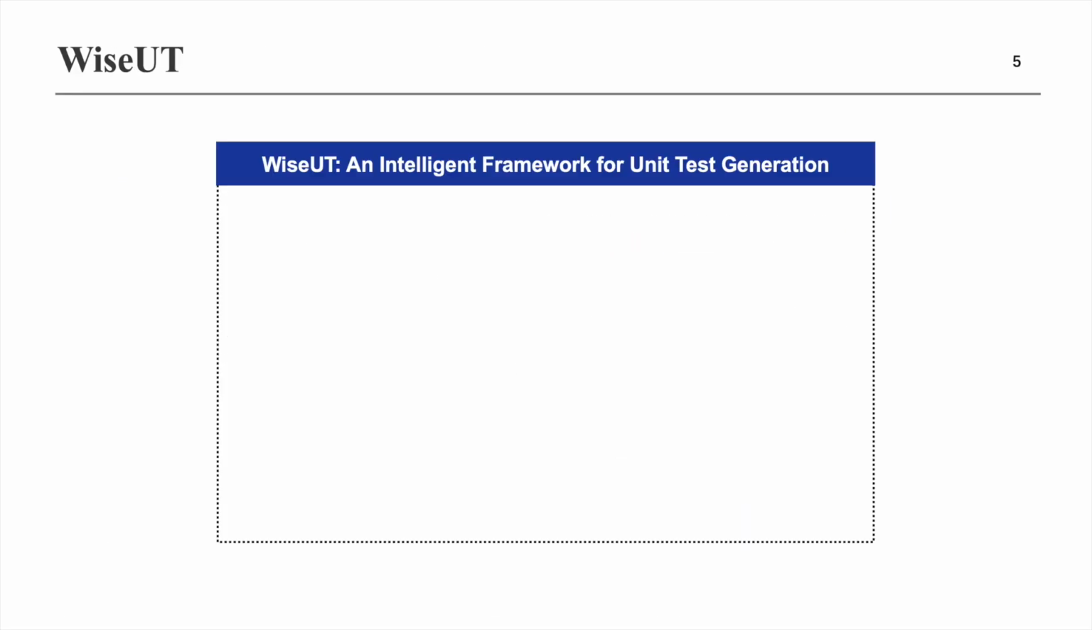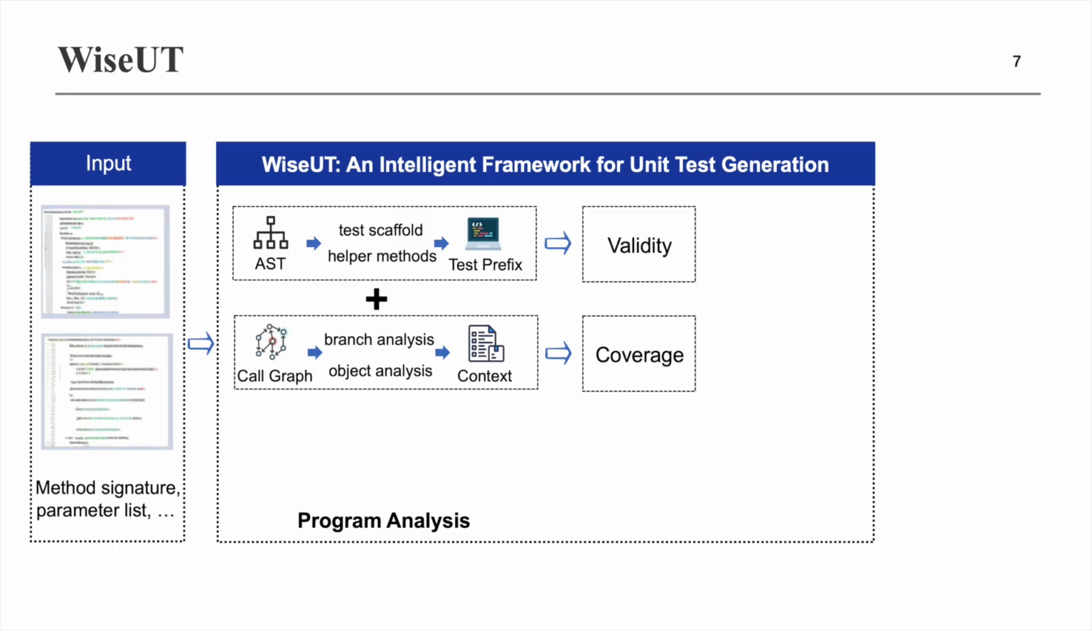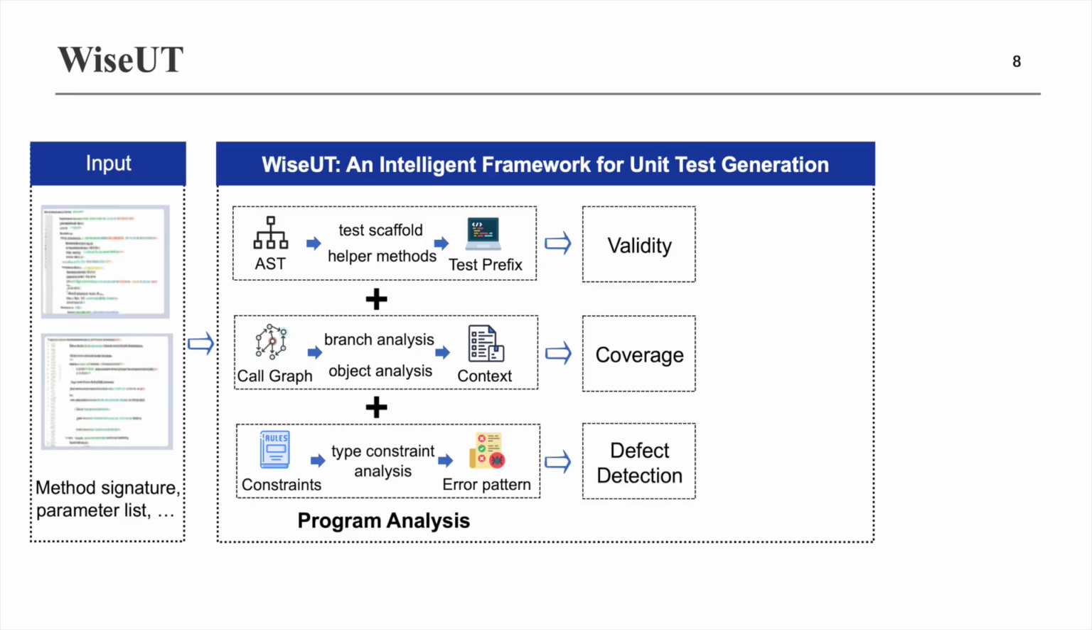Here's the workflow in brief. Extract scaffolds and helper methods from the AST and synthesize them into a test prefix, ensuring valid tests. Perform object construction and branch dependency analyses via the call graph to boost coverage. Apply type constraint analysis and detect potential error patterns to improve defect detection.